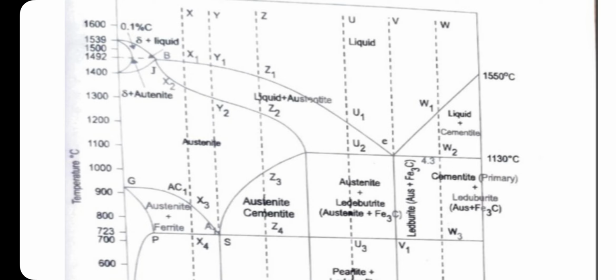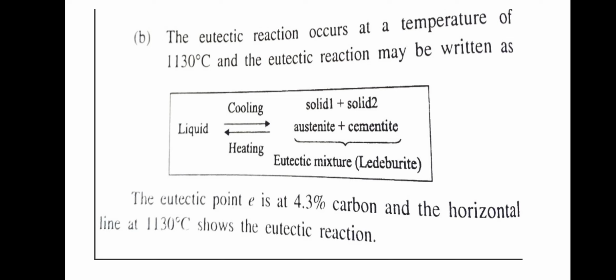At point E, that is at the eutectic point, liquid becomes two solids. The two solids are austenite plus cementite. We know that ledeburite is austenite plus cementite, a mixture of alternate layers of austenite and cementite. So liquid upon cooling becomes two solids in the eutectic reaction, solid 1 and solid 2, austenite plus cementite. Austenite and cementite is nothing but ledeburite. It is a eutectic mixture. It corresponds to 4.3% carbon.